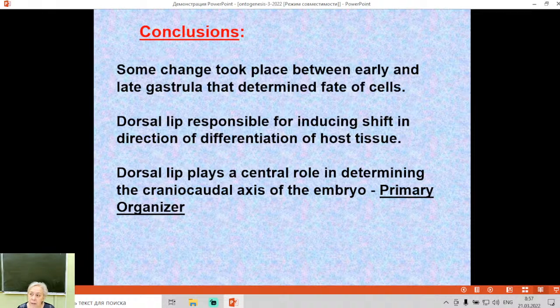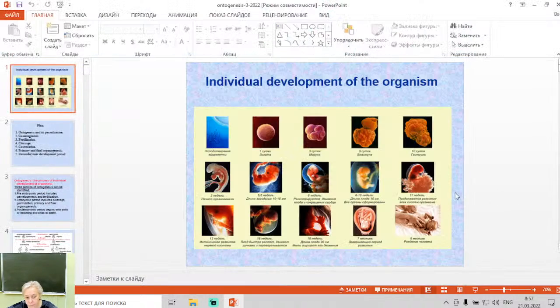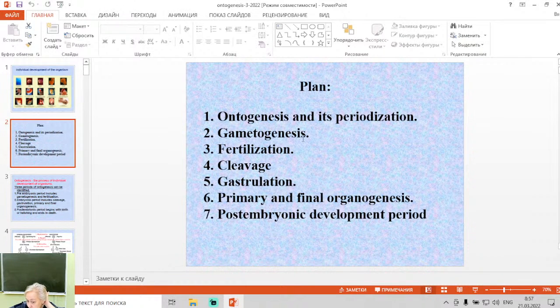So we considered the topic about ontogenesis. We considered gametogenesis, fertilization, cleavage, gastrulation, primary and final organogenesis. This material we will consider during the practical class, and this week or next week there will be a control test about ontogenesis.